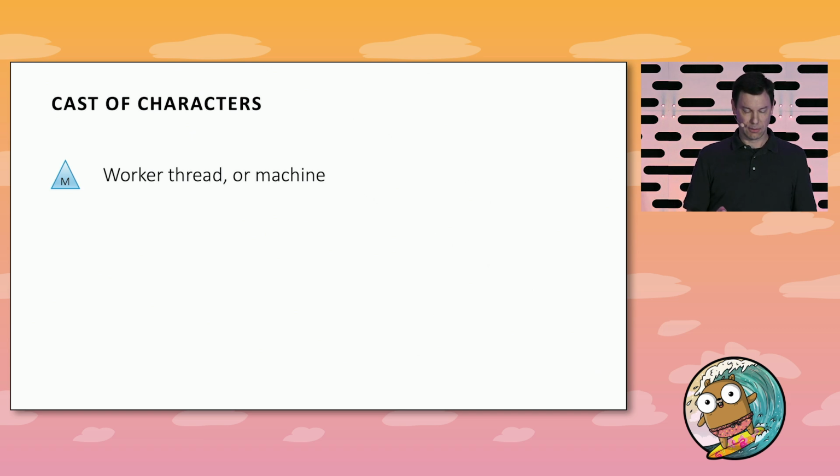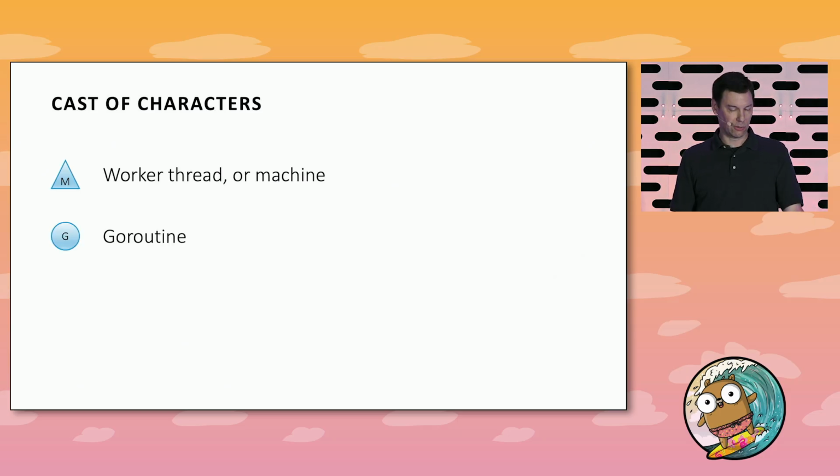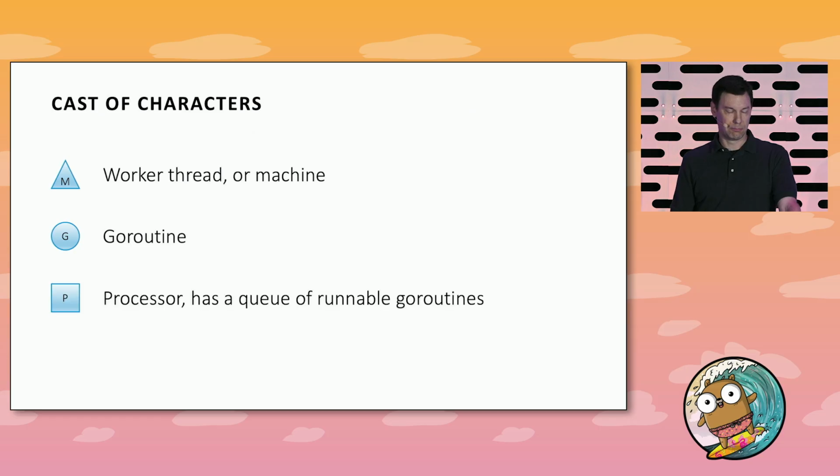Oh, and we have Daniel Morsing to thank for this. I think his article about the scheduler in 2013 set the standard, and everyone's just followed the pattern. Goroutines in circles, and P, the processor, in a square, which is the data structure that maintains the list of runnable goroutines that the scheduler can pick from. And you need to have all three of these together in order for Go code to be running.